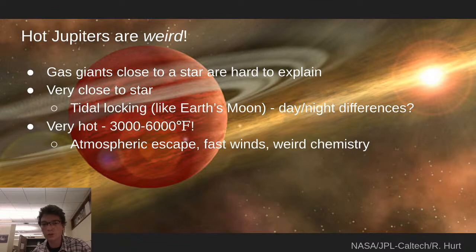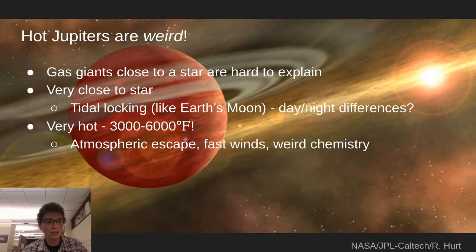With this huge day-night temperature difference, is there going to be a contrast between the daytime and the nighttime that will cause winds between the day and the night? And when we have really high temperatures, really fast winds, and we're really close to the star, can that also do weird things to the atmospheric chemistry of these planets? And for all of these things, we really want to know more about these planets.